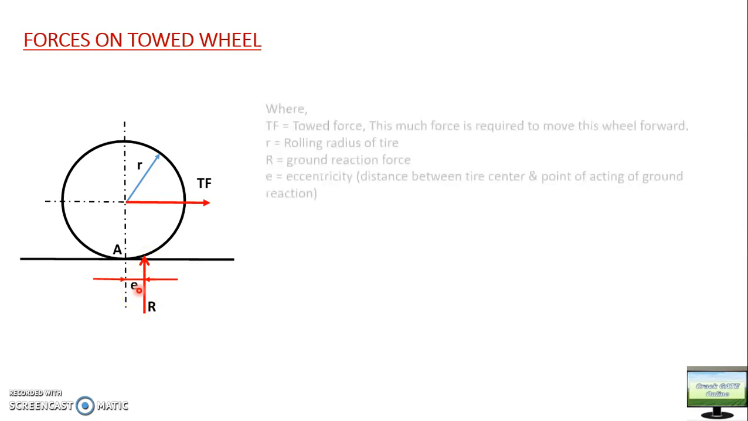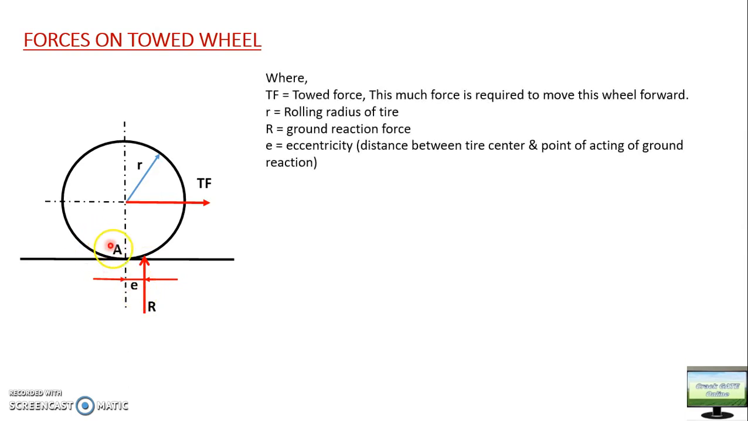If you balance the moment about A, all the terms are written over here: TF is the force, r is the radius, R is the ground reaction force, E is the eccentricity. If you balance the moment about point A, the equation will come something like this. You don't need to remember this equation, but just visualize this figure, just imprint this figure in your mind, forever.